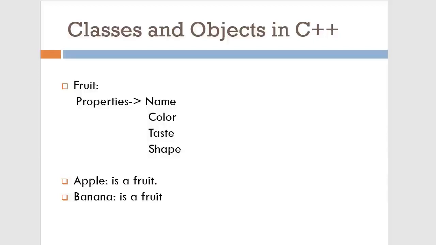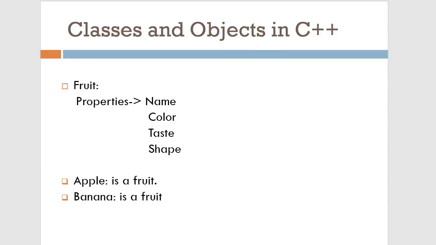To understand classes and objects, take this example. When you talk about this apple, a fruit, what kind of different questions come to your mind? First thing, an apple is a fruit. Then an apple has properties like name, color, taste, shape, and these properties belong to a fruit. Apart from an apple, a banana is also a fruit and it has the same properties: name, color, taste, and shape. So both apple and banana come under the category of a fruit.